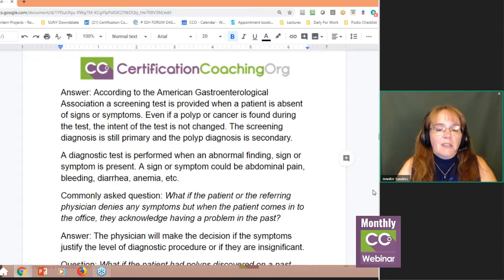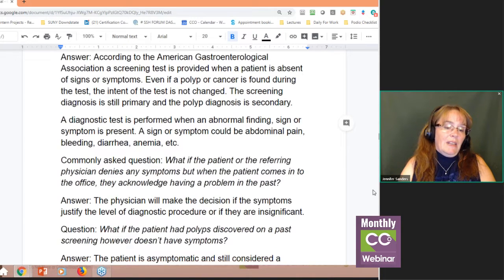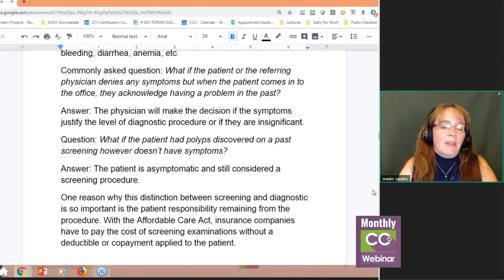What if the patient or their referring physician who called and said, okay, I need to get this patient in for a colonoscopy, said, yep, they have no symptoms? Or you talk to the patient, and they say, yeah, I have no symptoms. But then they come into the office and say, well, yeah, but I had problems in the past, but I don't have any now. At that point, it becomes the physician's decision, whether those symptoms or whatever they had in the past justify a screening or a diagnostic procedure. So that's a little tricky, and that's the physician who's going to make that decision once they're talking to the patient.